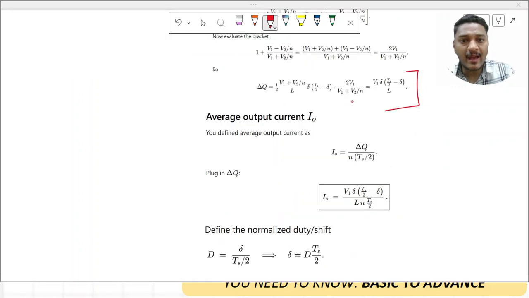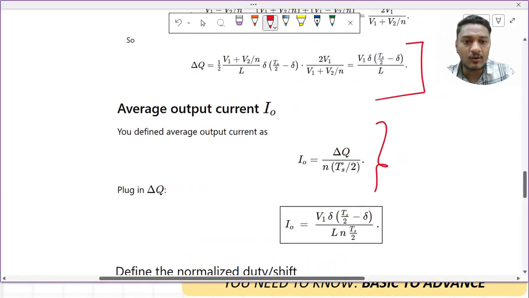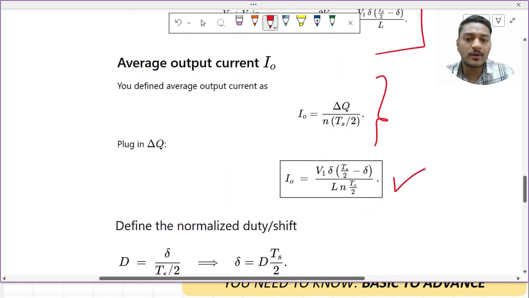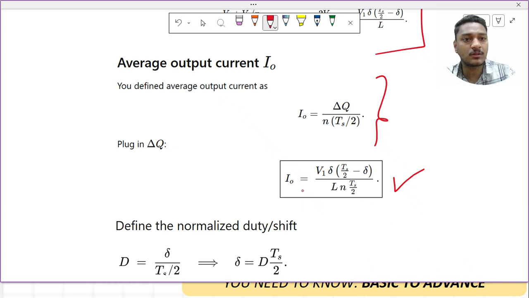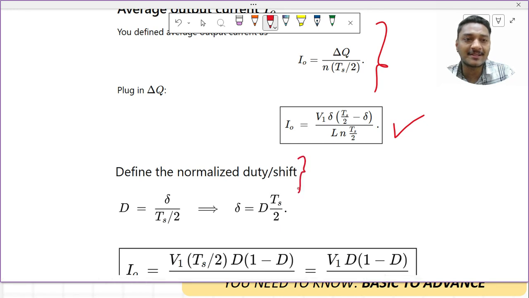So now once we have the value of the delta Q, it is very easy for me to calculate the I naught. So I naught we know, delta Q divided by N into Ts by 2. So I have just put in the values and I got the expression for I naught, which is my output current. Now we generally don't use the delta. We will use some normalization duty shift ratio, which is called the D factor, and that D factor is delta divided by Ts by 2.